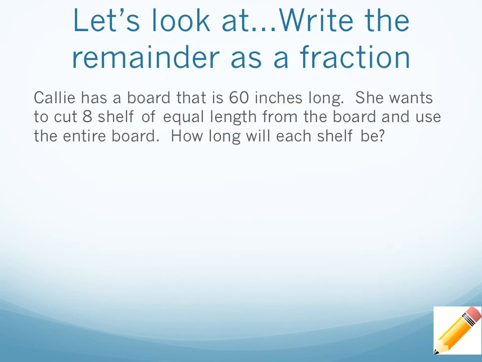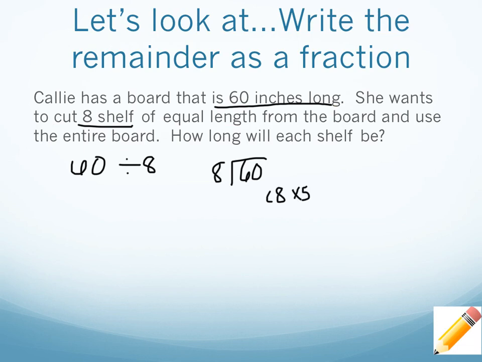To solve this problem, I need to solve 60 inches divided by 8. To do 60 divided by 8, let's use partial products. I know that 8 times 5 is 40. So I'm going to subtract 40 from 60, leaving 20. I also know that 8 times 2 is 16. So if I subtract 16 from 20, I have 4.